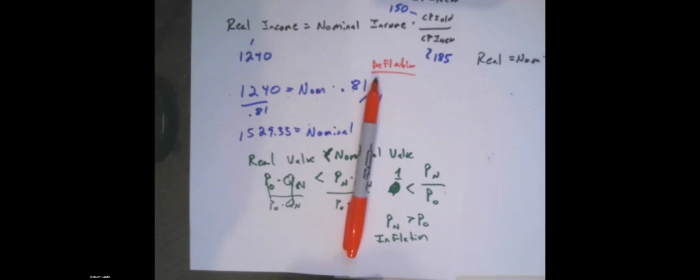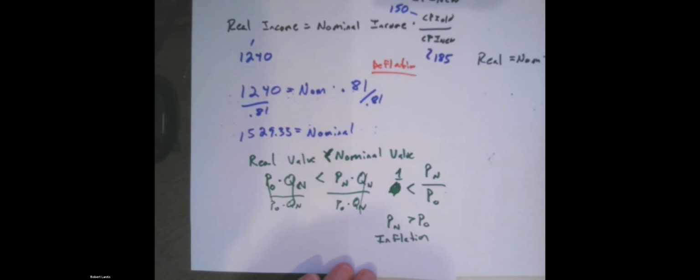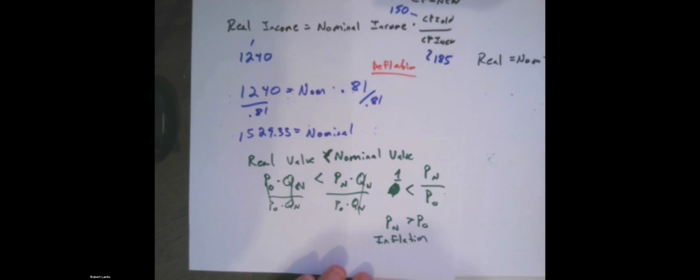So if I have deflation, and I was asked instead, I didn't tell you the relationship between real and nominal value, but I asked you what it was. Well, if I have deflation, I know that my new prices are actually less than the old prices, in which case this fraction, if this number is less than this number, this fraction would be less than one.